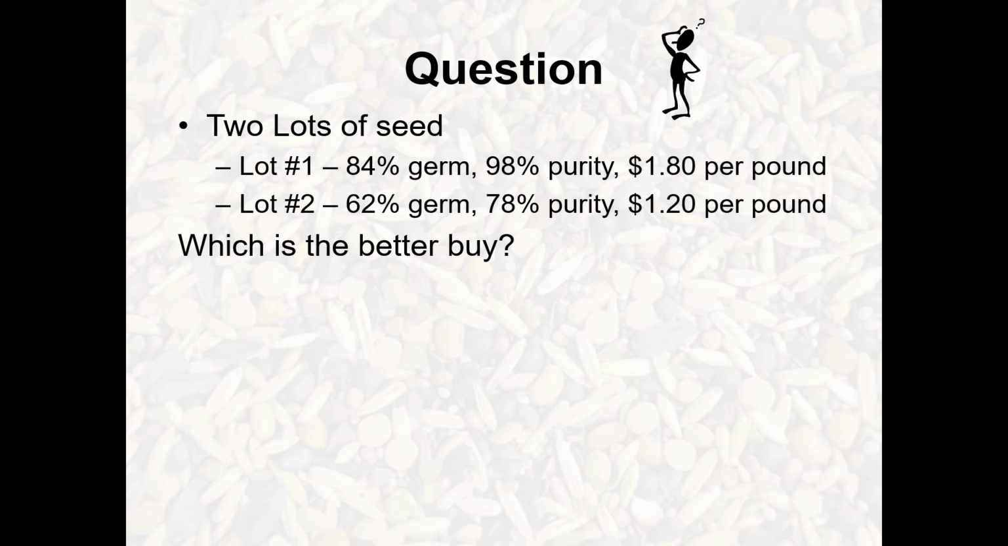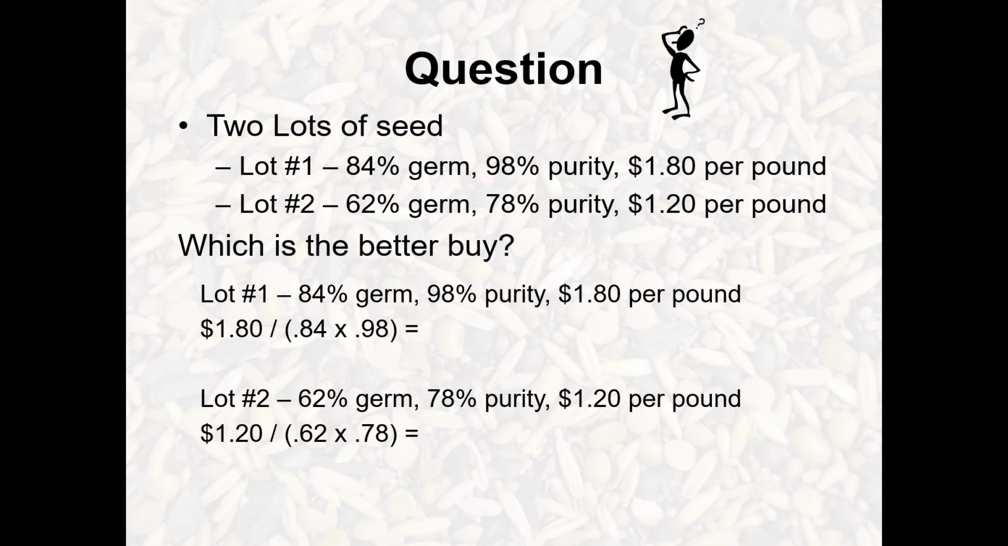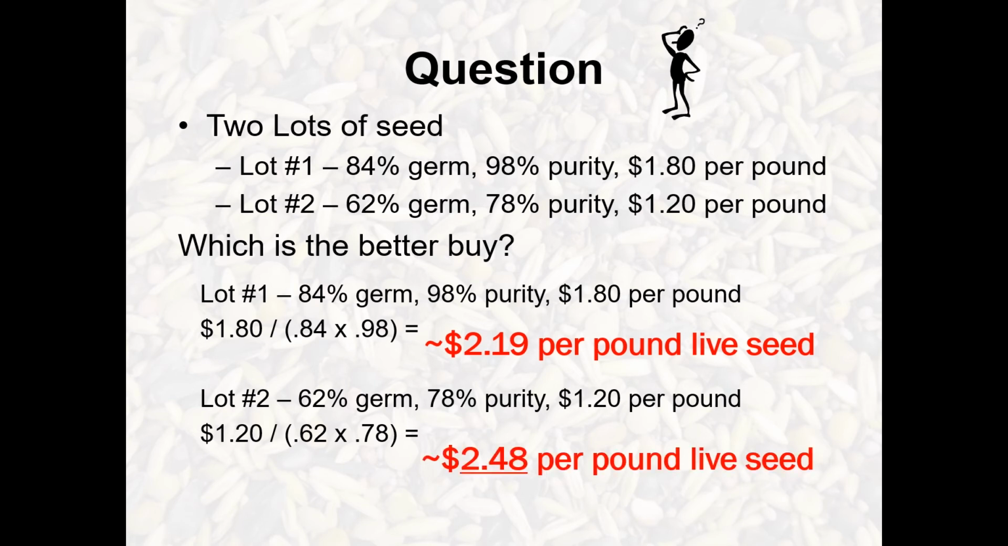If you take the price per bulk pound and divide it by the Pure Life seed rate, you'll get the real cost of the Pure Life seed. You'll see in this example that lot 1 is actually $2.19 per pound for the actual Pure Life seed in it. Lot 2 ends up being $2.48 per pound for the actual Pure Life seed in it. Lot 2 actually has to be on the clearance price probably of $1.05 to be the same Pure Life seed price as lot 1.